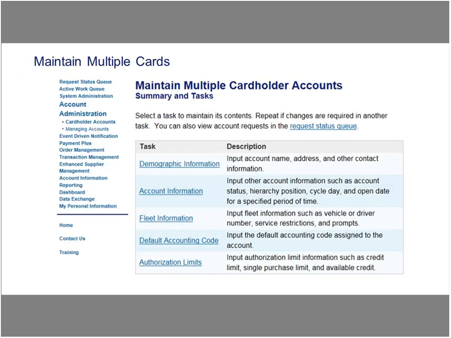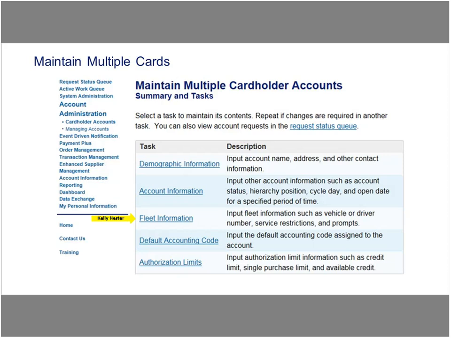And what you can maintain are these things here. The demographic information, which is the account address, etc. The account information such as the hierarchy position. Let's say that you had maybe a group of cardholders and they were moving from one department to another and you needed to change where they lie in the organization's hierarchy. So you could go to those accounts by hierarchy and update the hierarchy position for all of those accounts with one task.